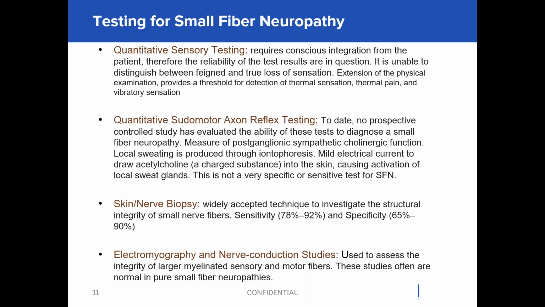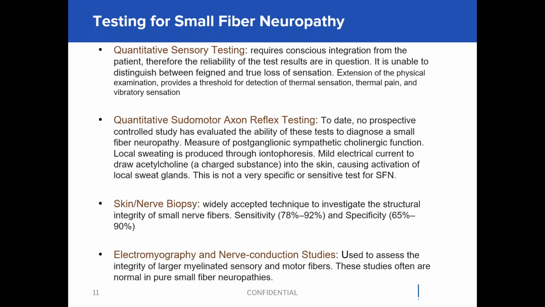The next option is, of course, skin or nerve biopsy. This is a widely accepted technique, and it looks not only at the quality of the nerves but also the quantity. So it's really looking at the health of the nerve, the structural integrity of the nerve fibers. It is a very specific test, about 65 to 90% specific and about 80 to 90% sensitive. So you are getting both sensitivity and specificity with nerve biopsy.